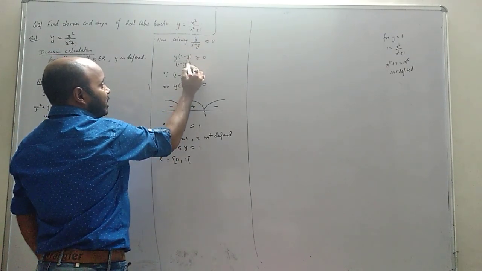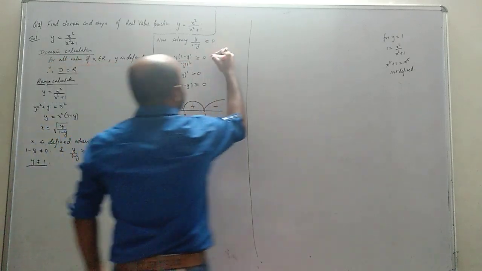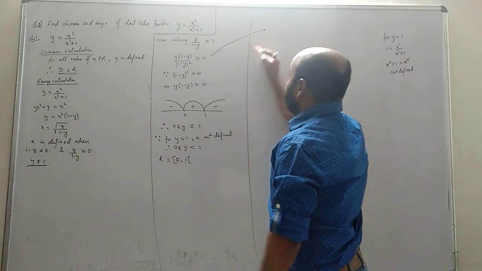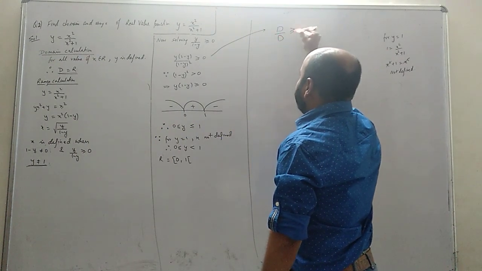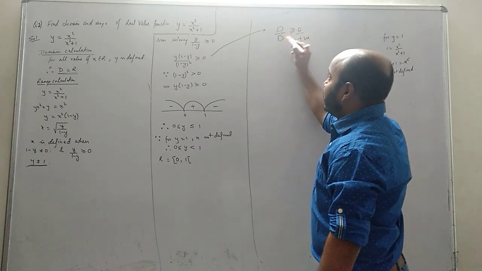1 minus y ऊपर नीचे multiply कर दिया. So the denominator you got is a whole square now. Okay, now what is the thinking process for this step? Something by something greater than equals to 0. That means positive आना चाहिए. Something by something positive आना चाहिए.